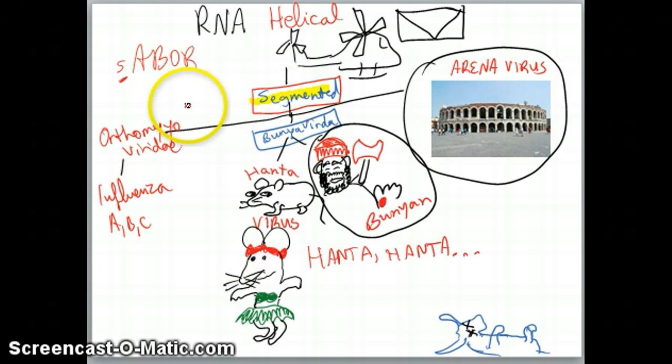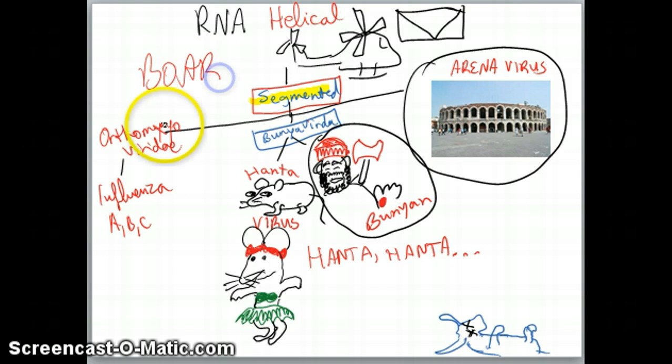For the rest of them, you have arenavirus, bunyavirus, orthomyxoviridae, and then also we've got the R just to remind you that it's RNA. Something else that I've seen people do, and this might be one that you want to use, is BOR. That's for bunyavirus, orthomyxoviridae, and arenavirus. Remember that they are RNA and they are segmented, so you might want to say BORs with an S at the end of it.